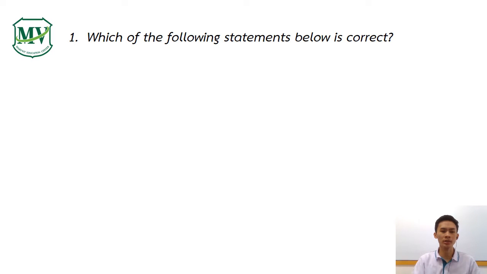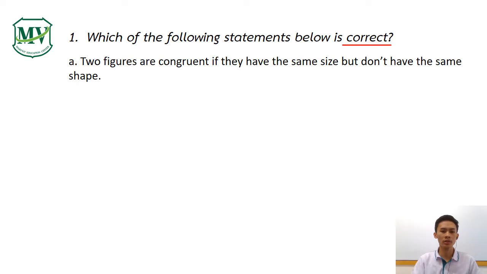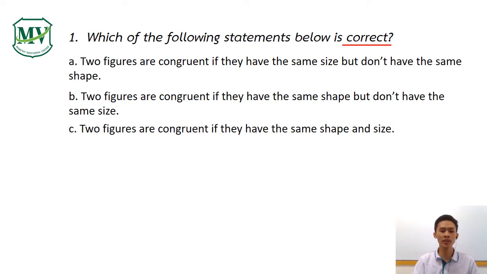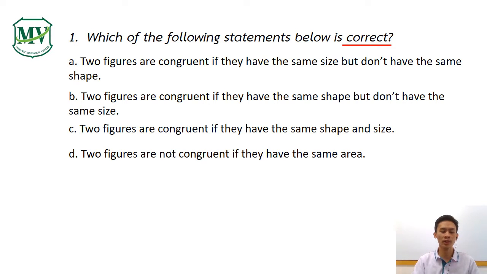So let us answer question number 1. The question is, which of the following statements below is correct? Letter A, two figures are congruent if they have the same size but don't have the same shape. Letter B, two figures are congruent if they have the same shape but don't have the same size. Letter C, two figures are congruent if they have the same shape and size. Letter D, two figures are not congruent if they have the same area.